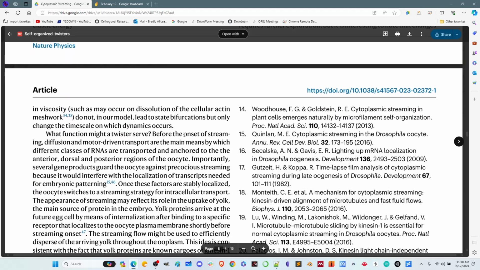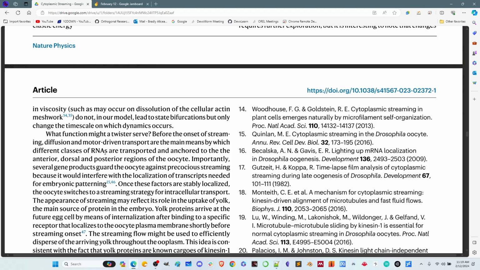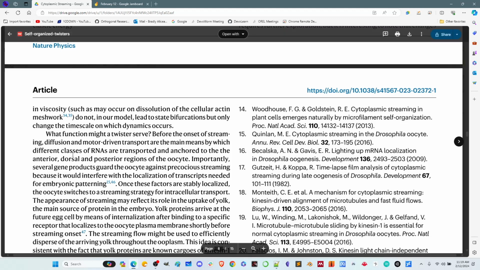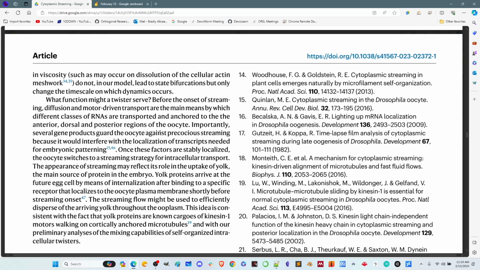So twisters serve a number of functions. Before the onset of streaming, diffusion and motor-driven transport are the main means by which different classes of RNAs are transported and anchored to the anterior, dorsal, and posterior regions of the oocytes. So RNA transport is one function. You can actually have precocious streaming, which is where things are just carried everywhere. And you don't necessarily want that. Like I said, sometimes you want local compartmentalization, but you don't want things to be locally compartmented just by default. You want that streaming to pick things up, move them around, but not just everywhere. And so this is something that can be prevented by the dynamics of these streams as well.